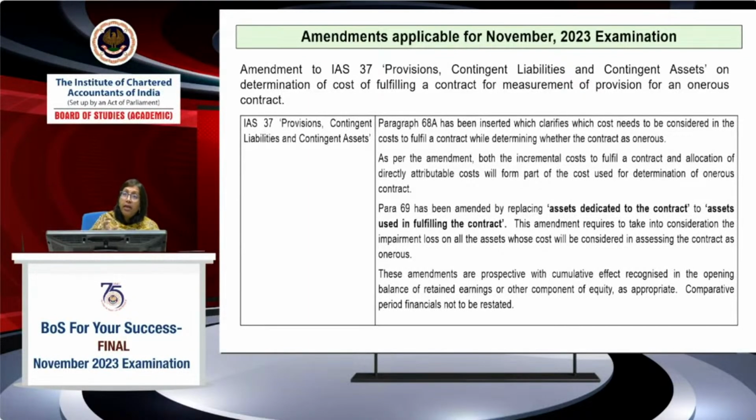Now, for unavoidable cost, earlier some entities used to use only directly attributable expenditures, and some used to include incremental cost also. Now, as per the amendment in IFRS, you have to use both incremental cost and directly attributable cost. Any incremental cost which was used for that particular contract will also form part of that unavoidable cost of the onerous contract. Okay, will be considered for making the provision.